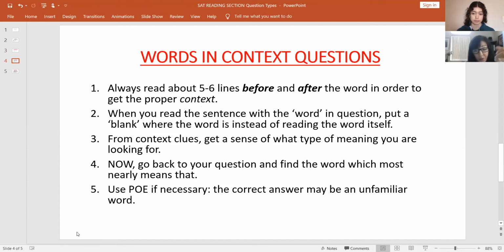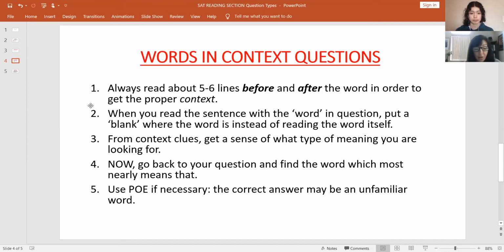So in order to read in context, you need to always read about 5 to 6 lines before and after the word in order to get the proper context. And then we will go through these steps when we get a word in context on the passage in a few minutes. So the first thing you do is you find that word, read 5 lines before and after.